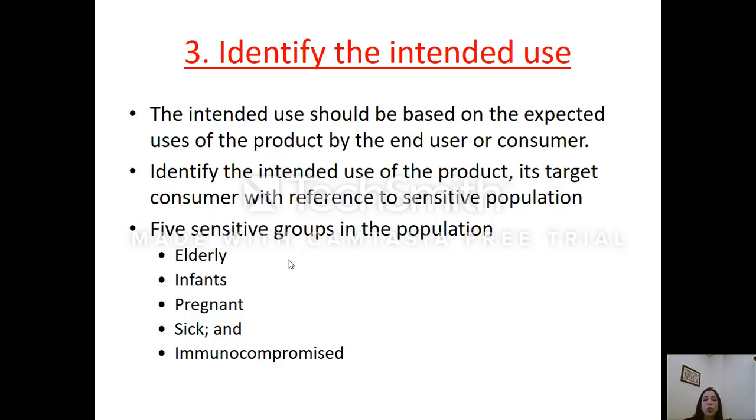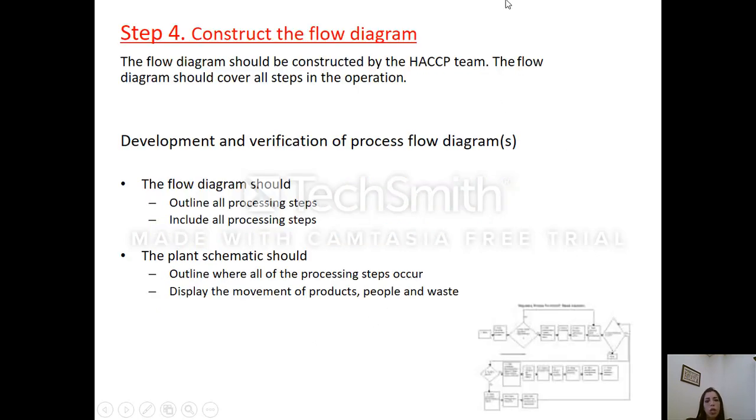So identify the intended use. Intended use should be identified as well during the HACCP implementation. It should be based on the expected use of the product by the end user or consumer. For example, we have basically 5 sensitive groups that we need to emphasize in this step. For example, if people can have some allergy towards this product. If you are producing chocolate with peanuts and plain chocolate on the same line, the plain chocolate could contain traces of peanuts. That's why I need to emphasize this while implementing the HACCP. And keep in mind that we have mainly 5 sensitive groups in the population: elderly, infants, pregnant, sick, and immunocompromised. Next, consider the flow diagram.